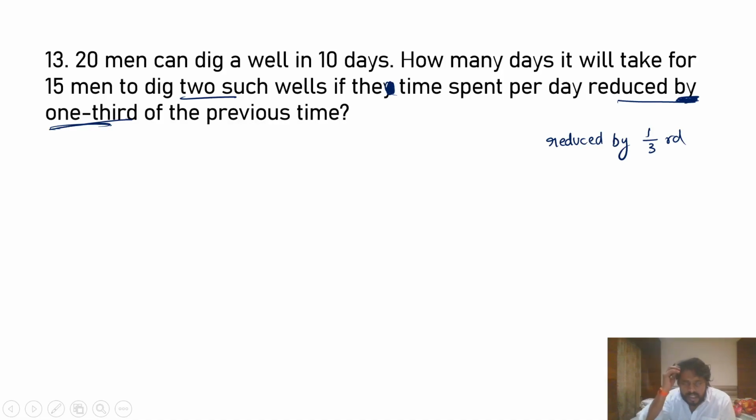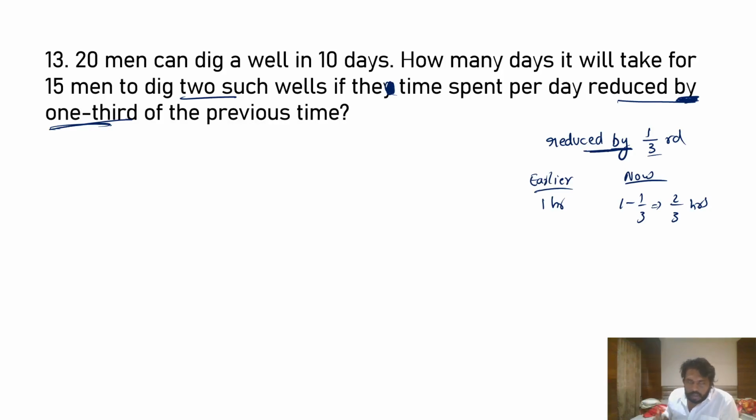Try to understand, guys. If in the earlier case you are working 1 hour, now you have reduced the time by one third, which means 1 by 3 reduced. So 1 minus 1 by 3, guys, which is 2 by 3 hours. So you are not working for one third. Reduced by one third means 1 minus 1 by 3. Reduced to one third means it is directly one third, 1 by 3.